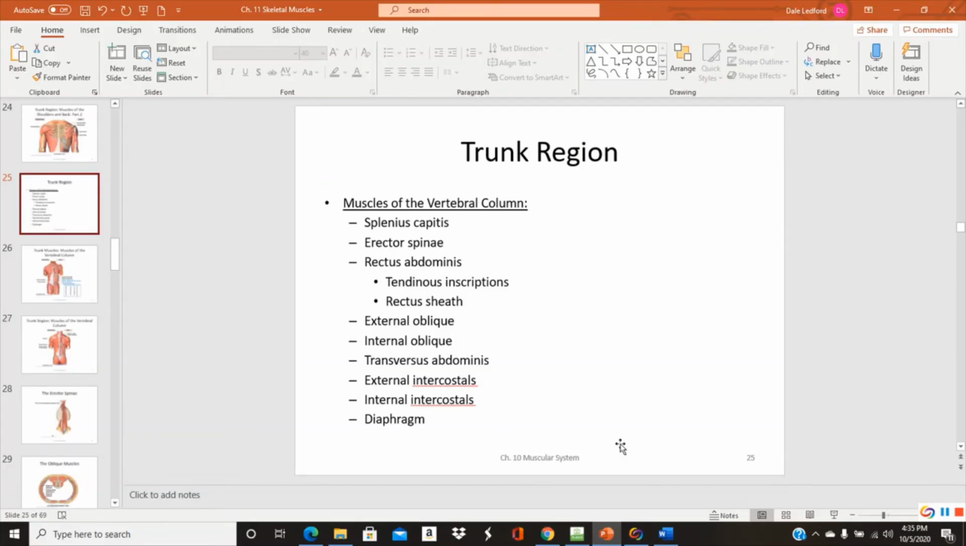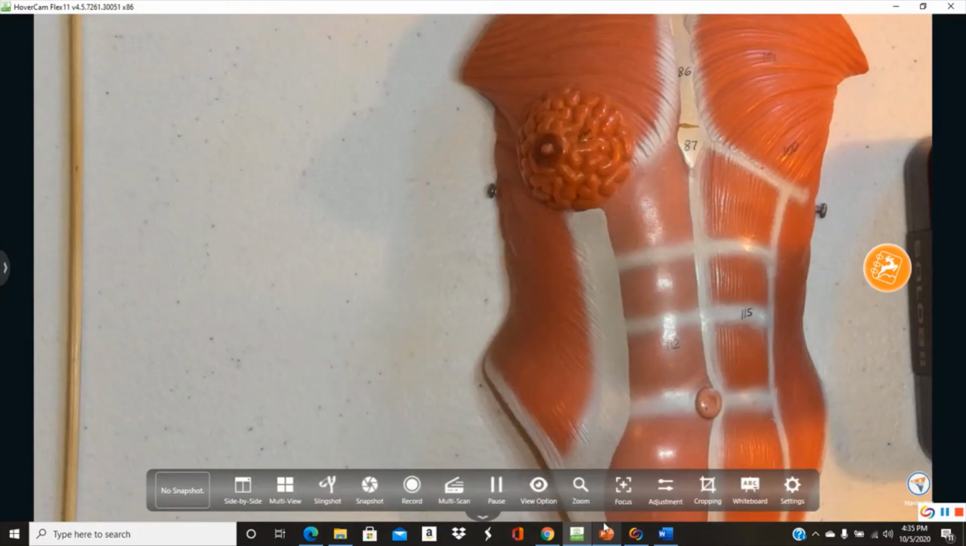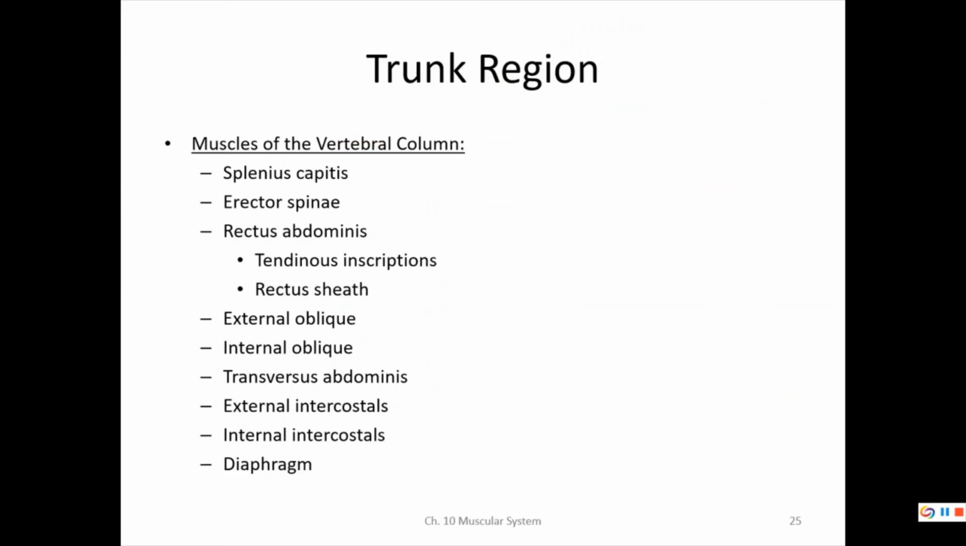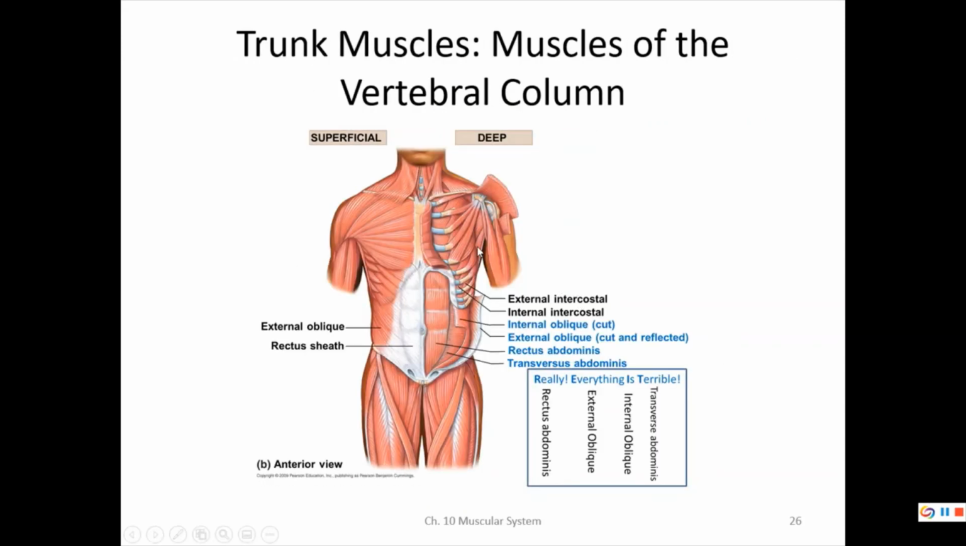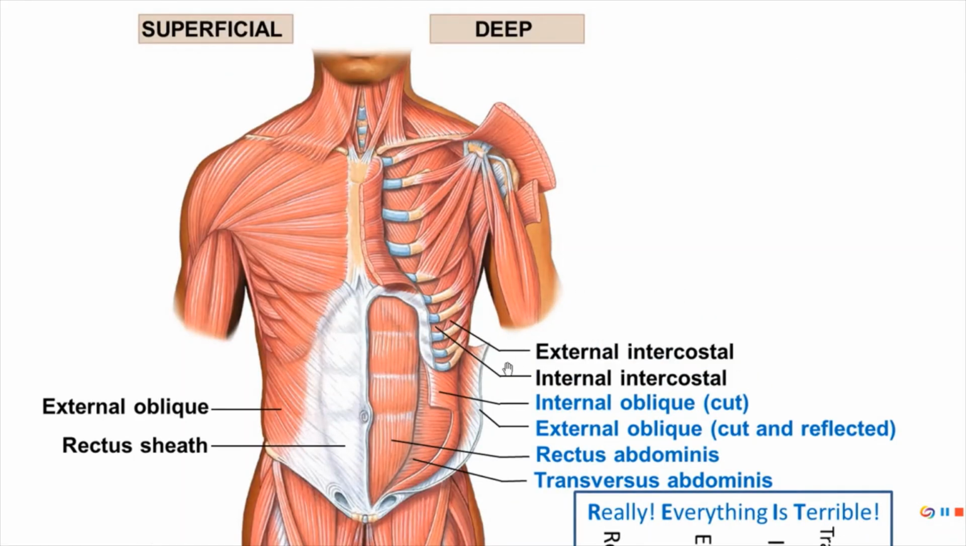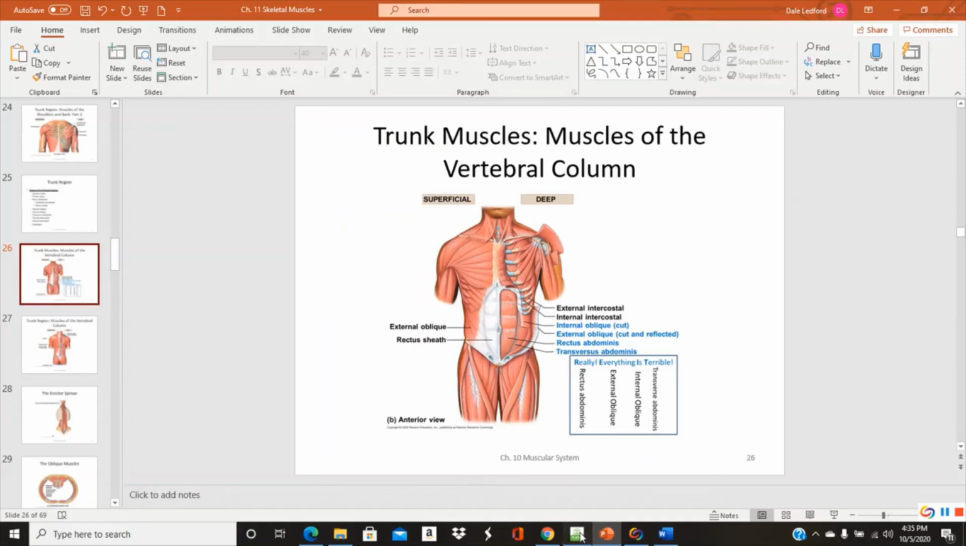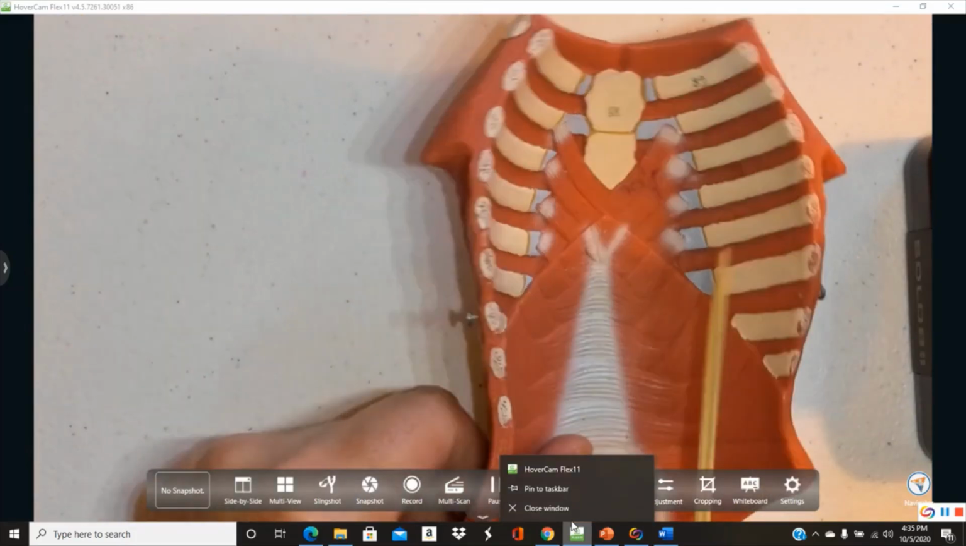Now, the external and internal intercostals are associated with the ribs. They're best seen on a diagram here. I'm going to zoom in on them, and you can see the external intercostals superficial to the internal. They make double layers on the outside and inside between the ribs. Not the greatest way of understanding how these muscles are associated, and on a model, I can only show you the internal intercostals here.